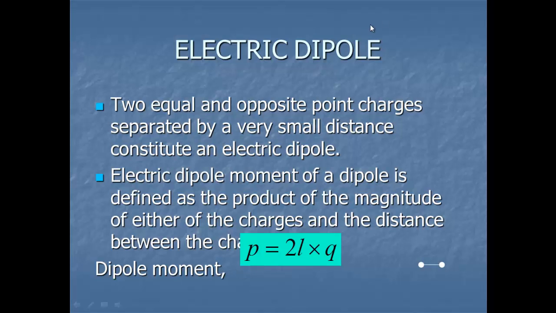Electric dipole. A system of two equal and opposite point charges separated by a very small distance constitute an electric dipole. Electric dipole moment of a dipole is defined as the product of the magnitude of either of the charges and the distance between the two charges. And the electric dipole moment is given by P is equal to 2L into Q, where 2L is the distance between the two charges and Q is the magnitude of either of the charges.